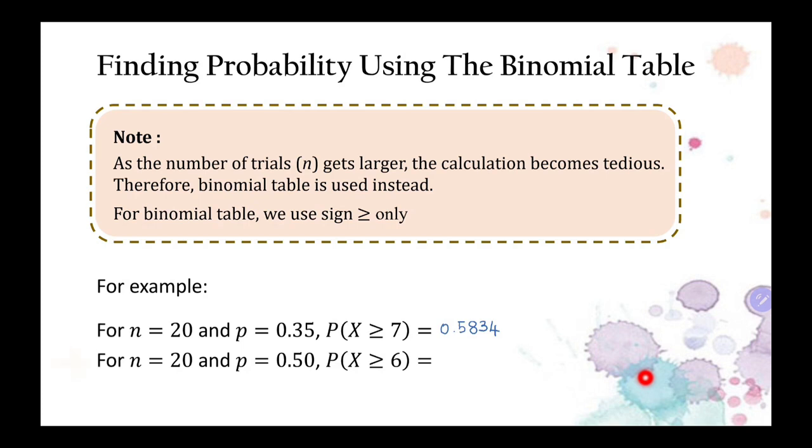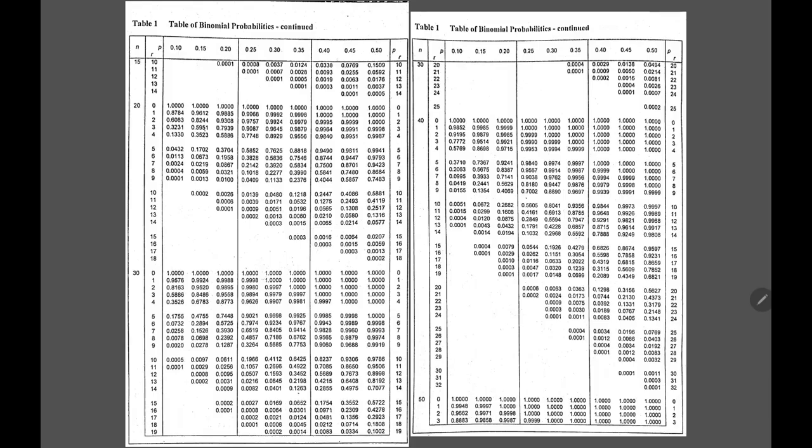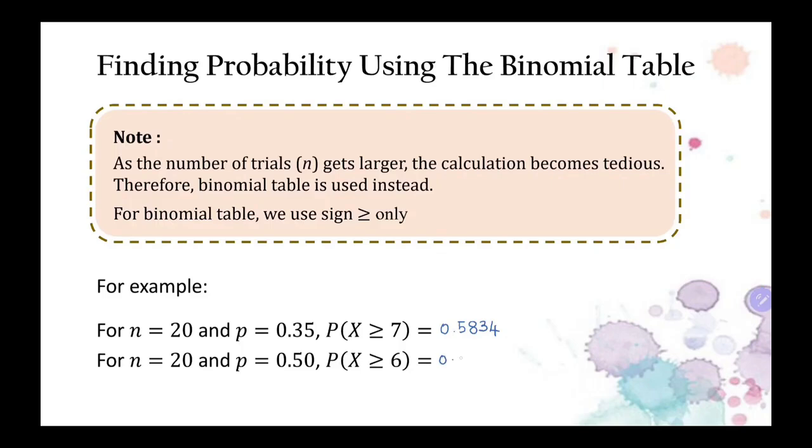Next, we have n equals 20 but p equals 0.5. And the question asks to find x greater than or equal to 6, which means our r equals 6. So we look at our table: n equals 20, p equals 0.5 and r equals 6. So we have 0.9793. So we put the answer 0.9793. This is how we read the binomial table.